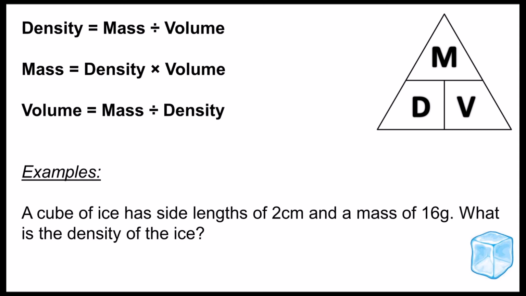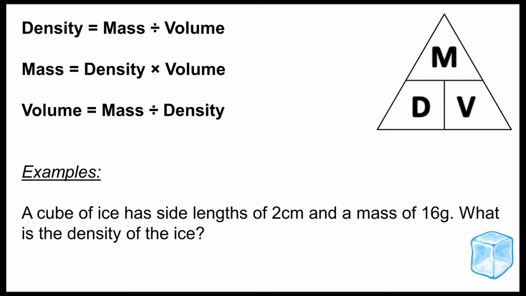Now, they could make these questions harder by making you work out the volume of the object yourself. In this example, it says a cube of ice has side lengths of 2 centimetres and a mass of 16 grams. What is the density of the ice?